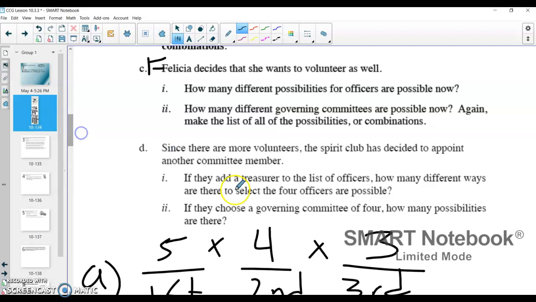We have one more to do, D. Since there are more volunteers, the Spirit Club has decided to appoint another committee member, meaning that there is going to be a treasurer added. And so there's going to be a president, a vice president, a secretary, and a treasurer, which is going to change our permutation. And the other possibility is just having a 4th committee member, which means it's going to change our combination. So when we pick this up in part 2, you're going to see a different kind of permutation and a different type of combination.